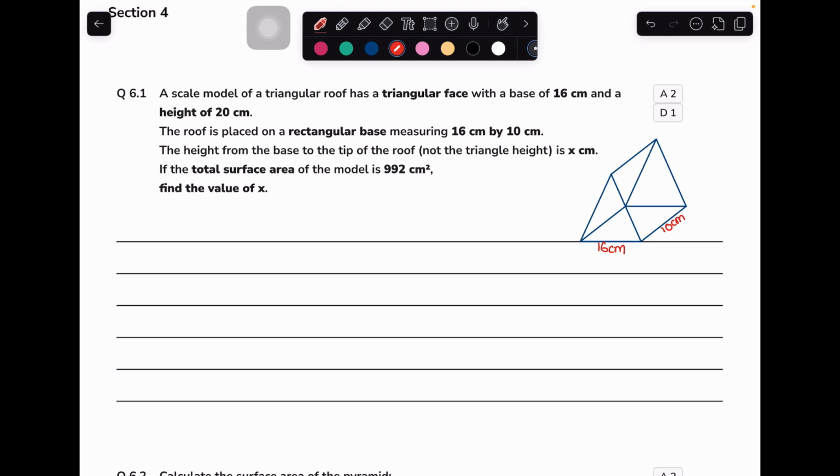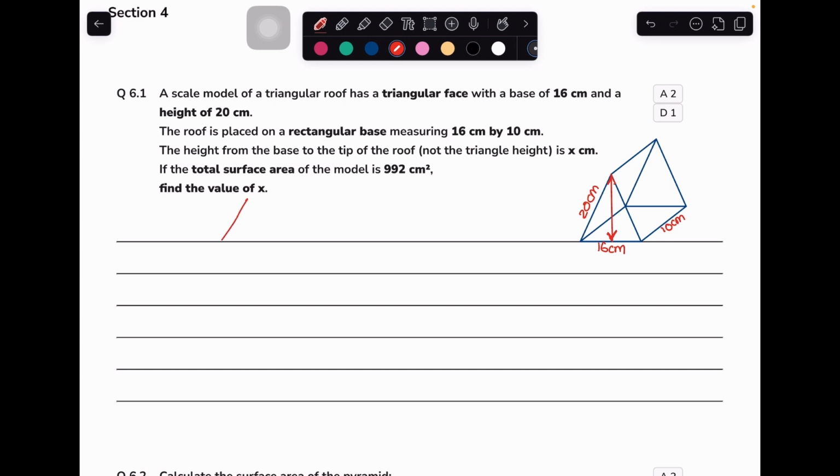Okay, so we know that the height here is 20 centimeters. If the total surface area of the model is this, find the value of x. There are a couple of ways we could do this. You could go straight ahead and use Pythagoras, or you can use the total surface area and work backwards. I would say the easiest way is to use Pythagoras to find out what this is, because we can just use the dimensions of the front triangle.